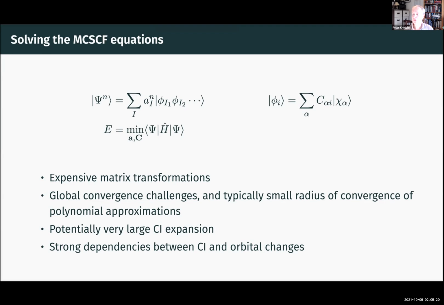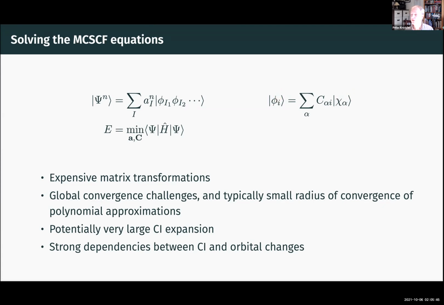And we hit some challenges when we do that. If we want to apply this to chemically interesting molecules, we have to keep an eye on cost. And it turns out there are some expensive matrix transformations you have to do, chiefly associated with bringing the Hamiltonian from this so-called atomic orbital basis set into the molecular orbital basis set. But there are other challenges as well.